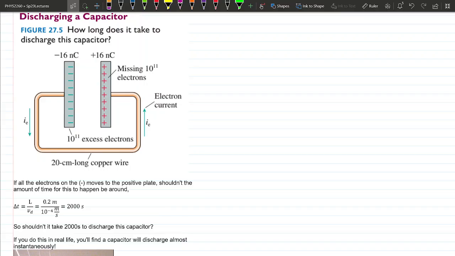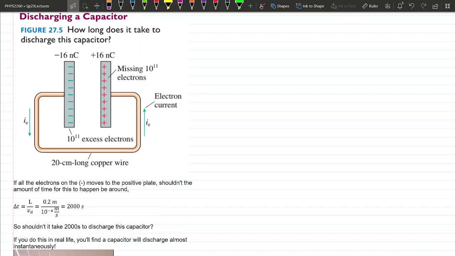Okay, so we're going to set up this little example just to illustrate the process. Let's say we have a capacitor that's been charged, one of those that we played around with yesterday. It's fully charged, so the positive plate will have positive 16 nanocoulombs. Therefore, the negative plate will have equal and opposite charge. Remember, the two sides are going to be exactly equal and opposite each other.